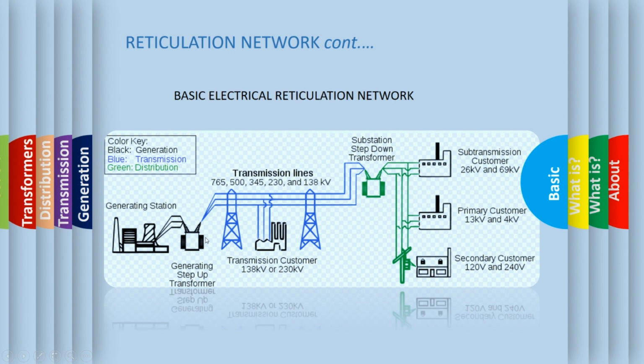It then goes into the step-up transformers. This is where it is then stepped up to 132,000 volts or 230,000 volts for the purpose of transmission. As you can see, this blue section represents transmission. Now, in the transmission line, 765, 500, 345, 230, and 138,000 volts are contained in this transmission line.